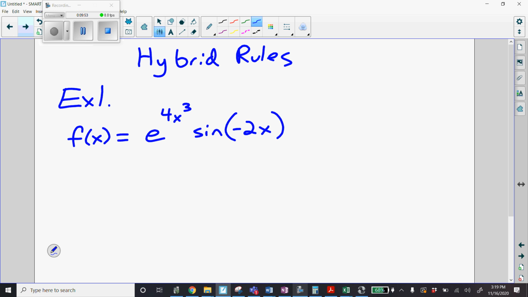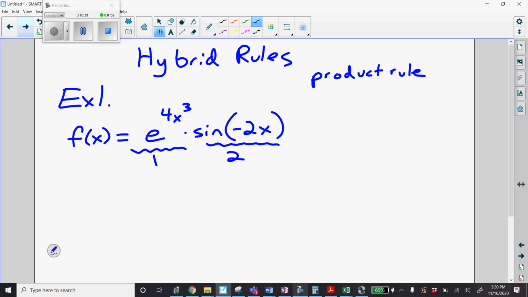So here I see f of x is equal to e to the 4x cubed times sine of negative 2x. But when you look at this and I say, what rule do you use? Well, there are multiple rules going on. So I see a function times another function. So that tells me, right, that's multiplication in here. That tells me I'm going to have to use a product rule here. But that first function is a composition of two functions, 4x cubed and e to the x. That second function is also a composition of two functions, negative 2x and sine x.